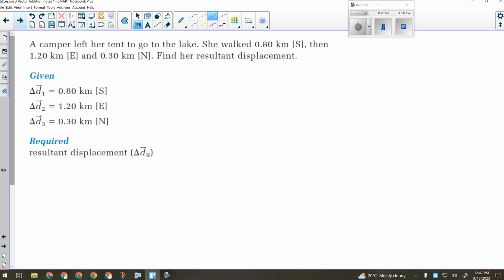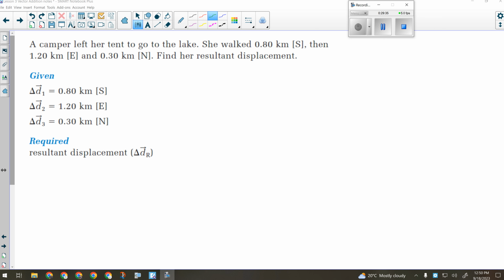All right, I want you to draw this one and figure out the camper's displacement. Okay, so they leave their tent and go to the lake. They walk 0.8 kilometers south, then 1.2 kilometers east, and then 0.3 kilometers north. Okay, remember, tail to head, tail to head. And then I'm going to want to see the line that represents the displacement and the calculation. All right, give you a few minutes on that one. Draw the picture first.